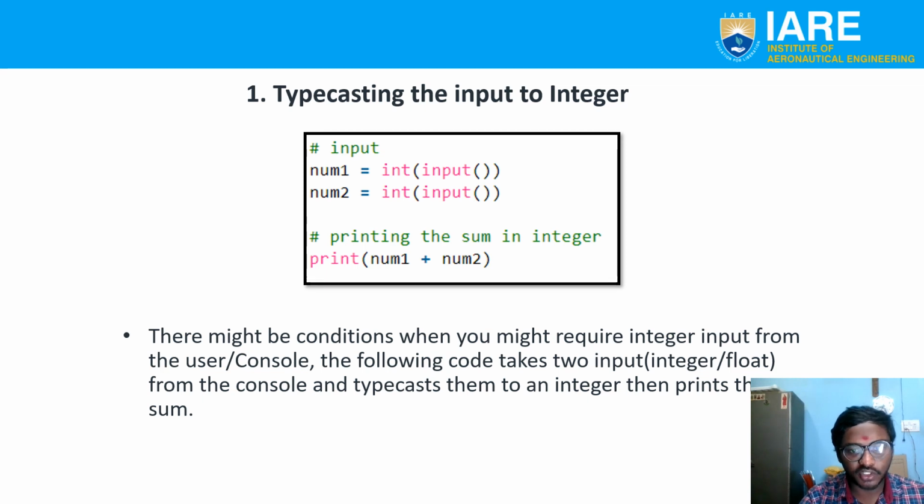There might be conditions when you require integer input from the user console. The following code takes two inputs, integer or float, from the console, typecasts them to integer, then prints the sum. Here you can see we have to input only integers because we have mentioned int input in the following diagram.